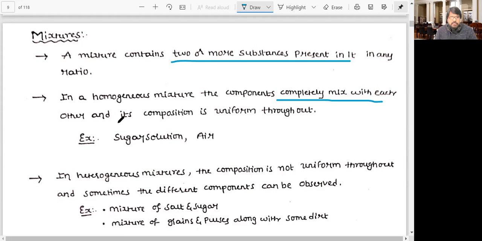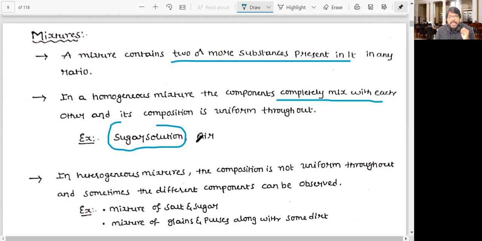If you take one example, sugar solution. You take 100 ml of water and add a pinch of sugar. So what happened? That sugar will dissolve in water. Now both the components will be present in one phase. What is that phase? The liquid phase. And can you separate the dissolved sugar from that aqueous solution? Definitely difficult. So therefore it is called homogeneous.